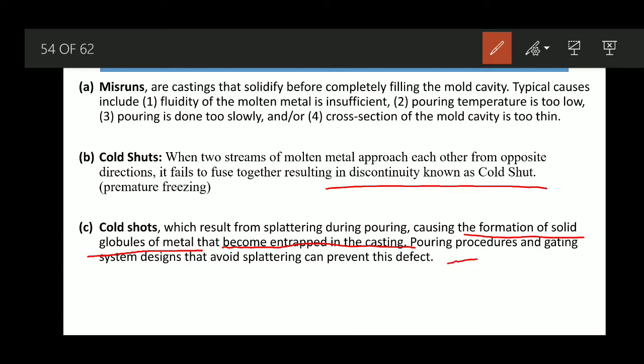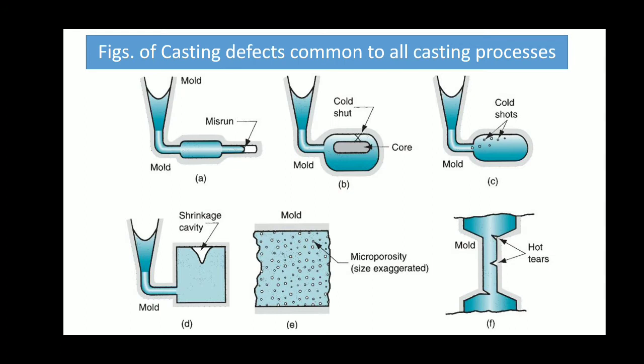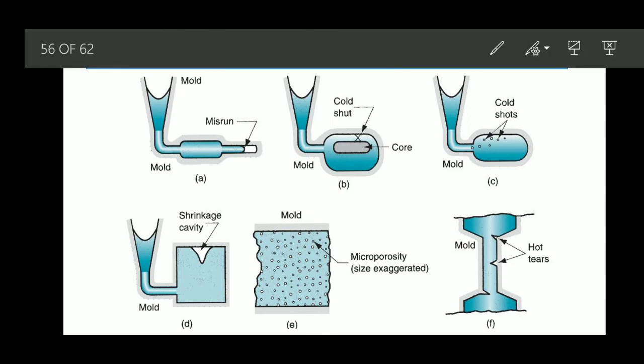Pouring procedures and gating system design which can avoid splattering. Okay, we should use that kind of pouring system so that it doesn't make more chaos and so that there is no splattering of that particular molten metal. So here we can see, due to splashing or splattering, some solid globules of molten metal have been entrapped here. They have solidified there itself, but in the globular form. Okay, and this particular defect is known as the cold shot.